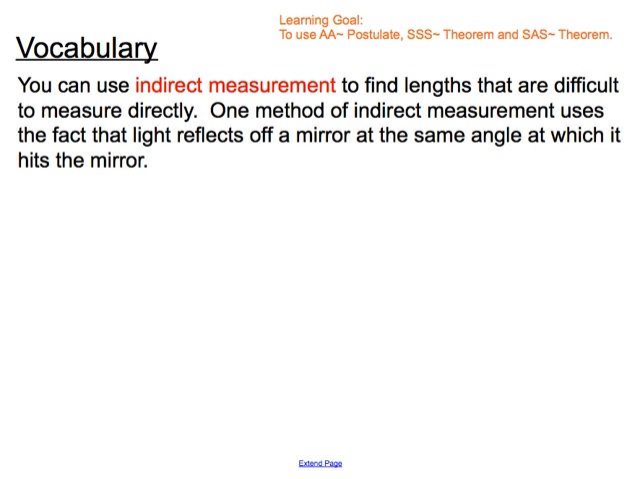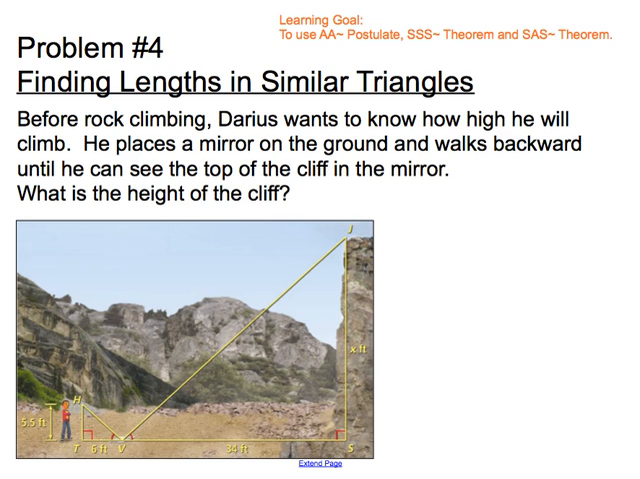Finally, we're going to discuss the concept of indirect measurement. In this case, indirect measurement is the ability to find lengths that are difficult to measure directly. One method of indirect measurement uses the fact that light reflects off a mirror at the same angle at which it hits the mirror. This is known as the angle of incidence equaling the angle of reflection. So here we have Darius about to climb a sheer cliff face. He wants to know how far he's going to climb, so he places a mirror on the ground and walks backwards until he can see the top of the cliff in the mirror.